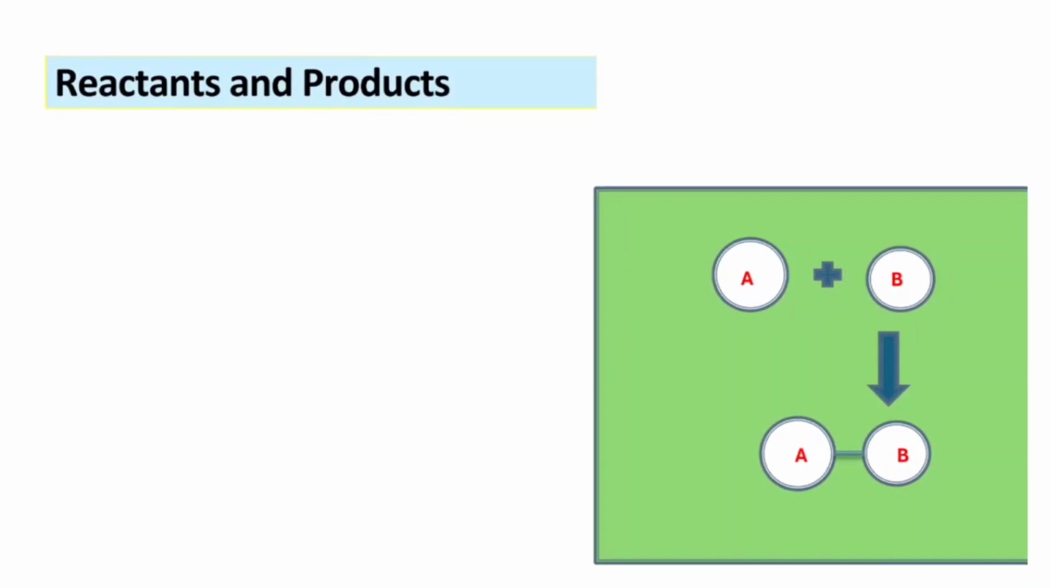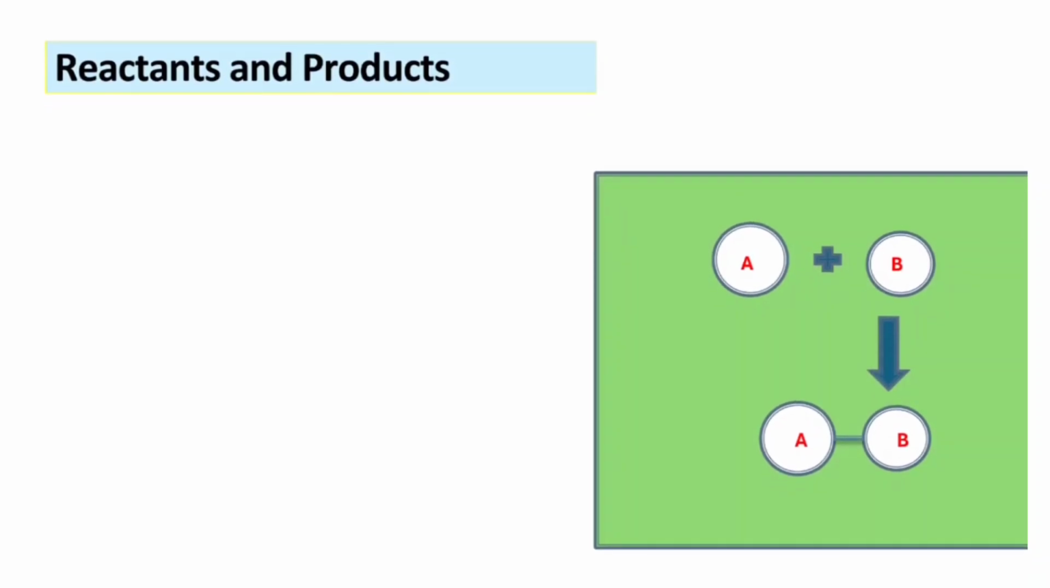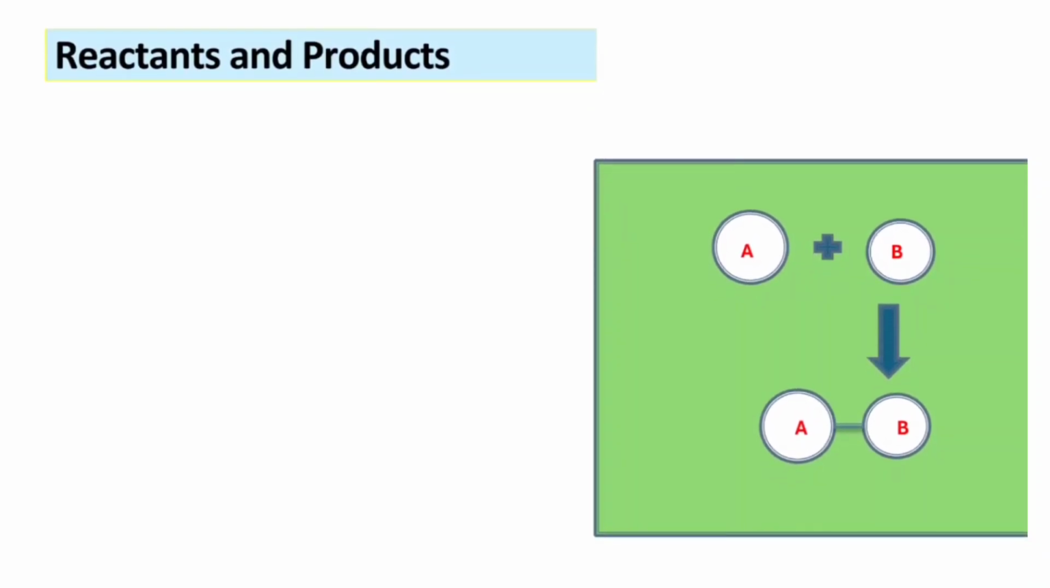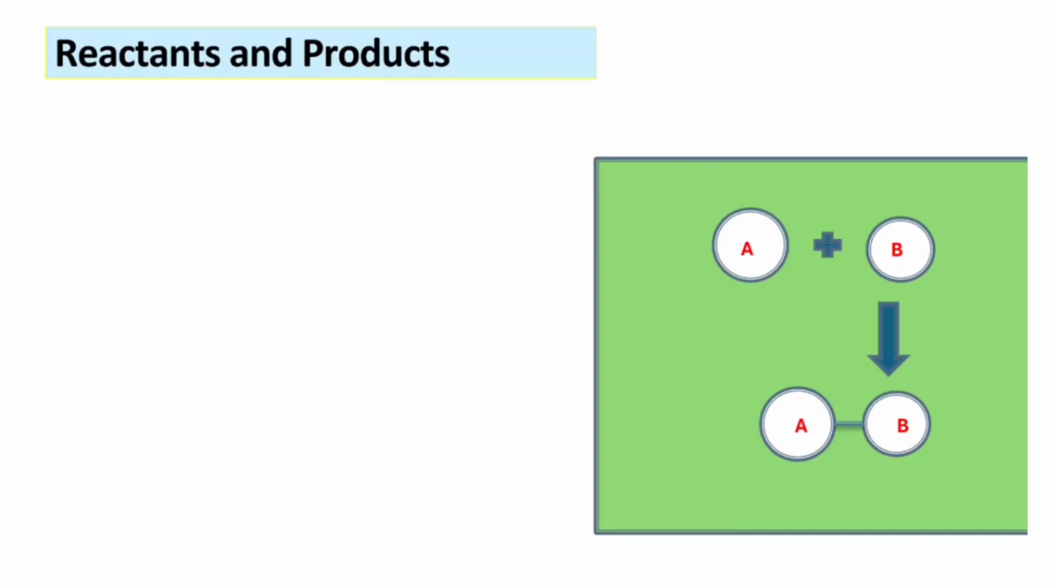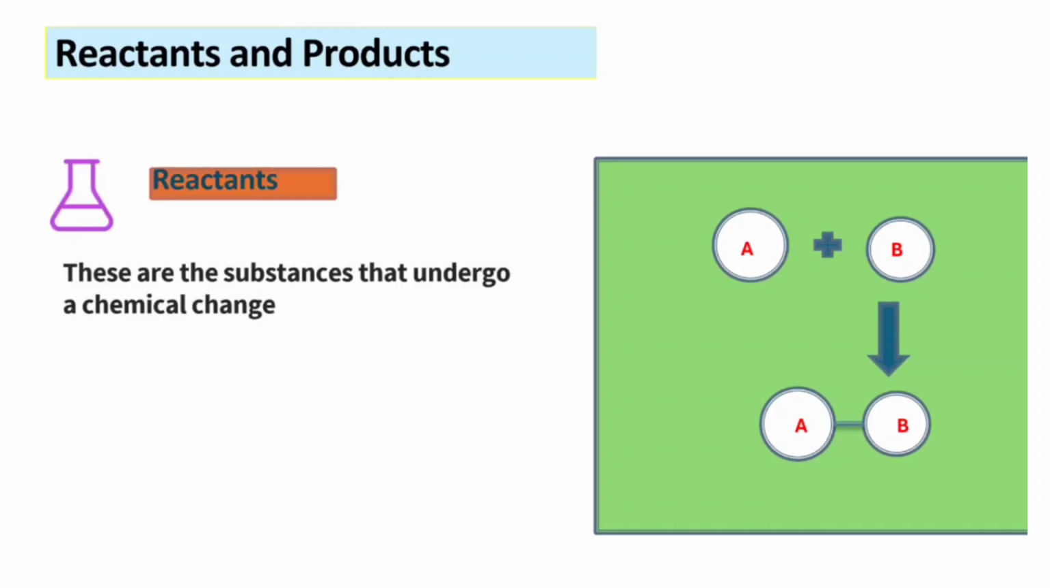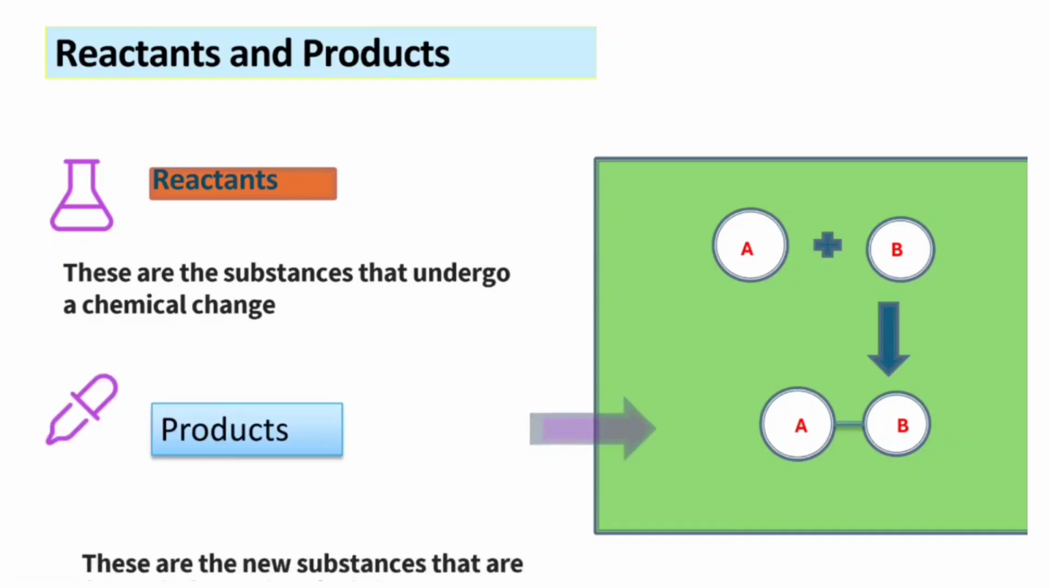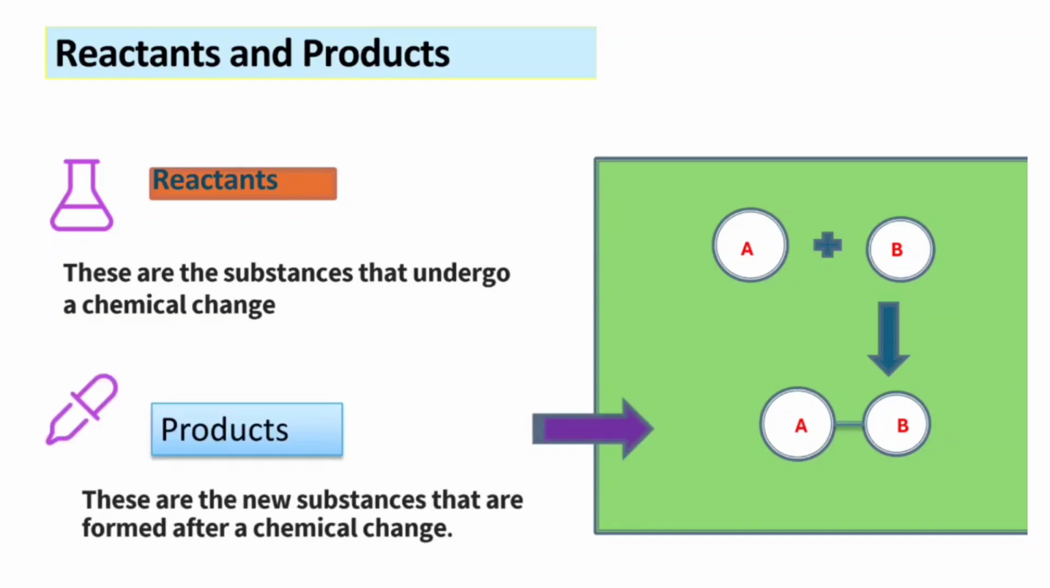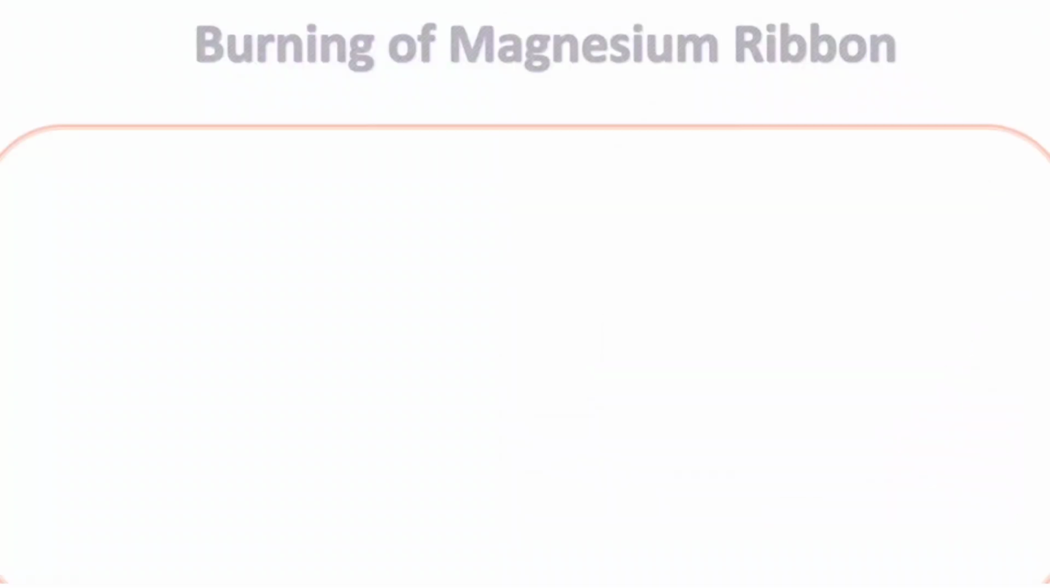In a chemical reaction, there are two important factors: reactants and products. Reactants are the substances that undergo a chemical change. In this example, A and B are two different types of reactants. Second one is products. These are the new substances that are formed after a chemical change.